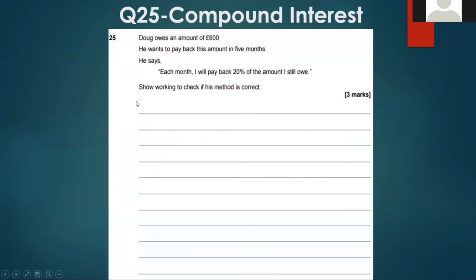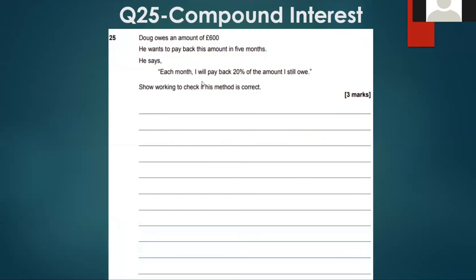Okay. Question number 25 then is about compound interest. And it says Doug owes an amount of £600. Sorry, £600. He wants to pay back this amount in 5 months. He says each month I'll pay back 20% of the amount that's still owed. Show working to check if his method is correct.